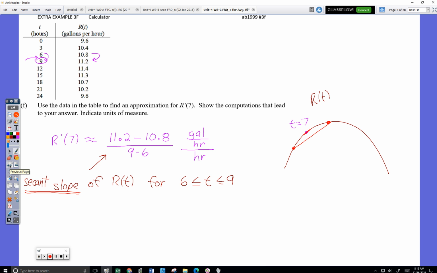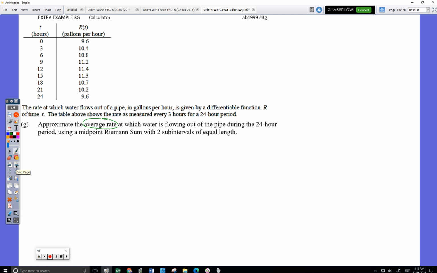I just told you that what we are finding here is an average rate of change. So we just found an average rate of change of R for the time interval 6 to 9. That's what we just found. Item G kind of sounds like we're finding the same thing, but it's not. Who can explain the difference?